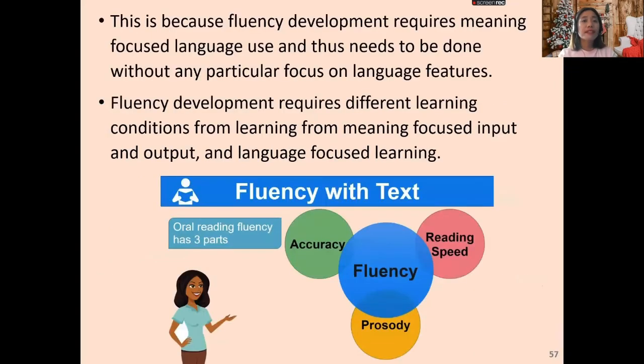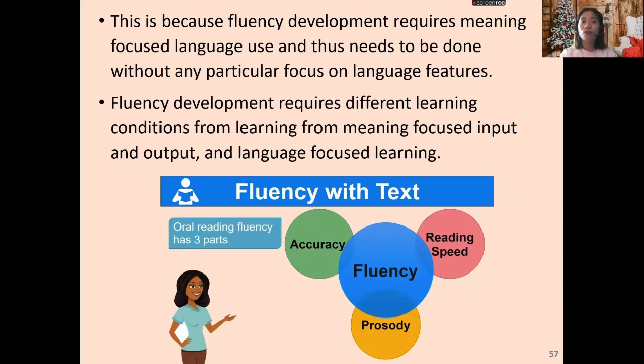And then this is because fluency development requires meaning-focused language use. At the same time, kinahanglan pud class ato ang ipakita kung unsay meaning. Okay, we use it in context. We use it with the text, or we use it in a text, and we also let them understand the meaning. Because if you don't understand the meaning, you cannot take it out from your head and use it. You may not even remember it, and this needs to be done without any particular focus on language feature.